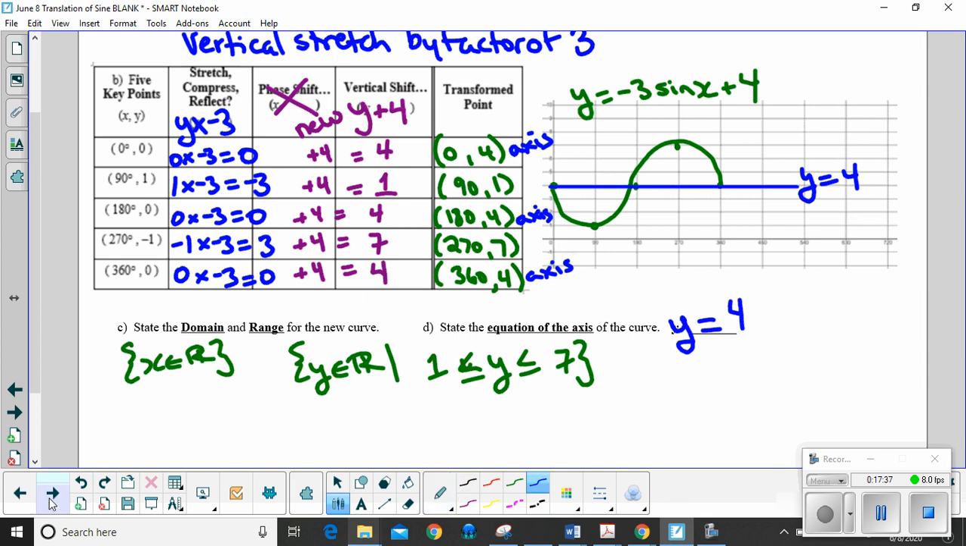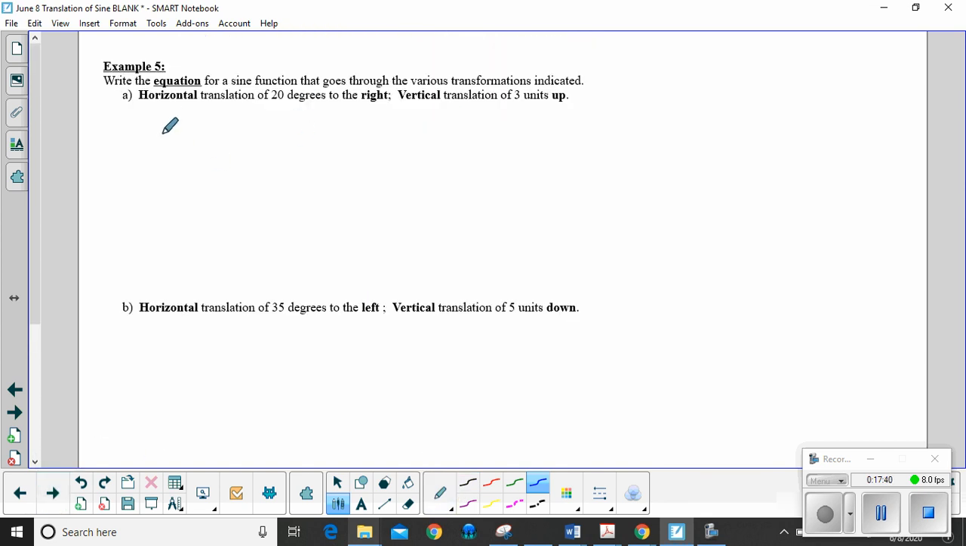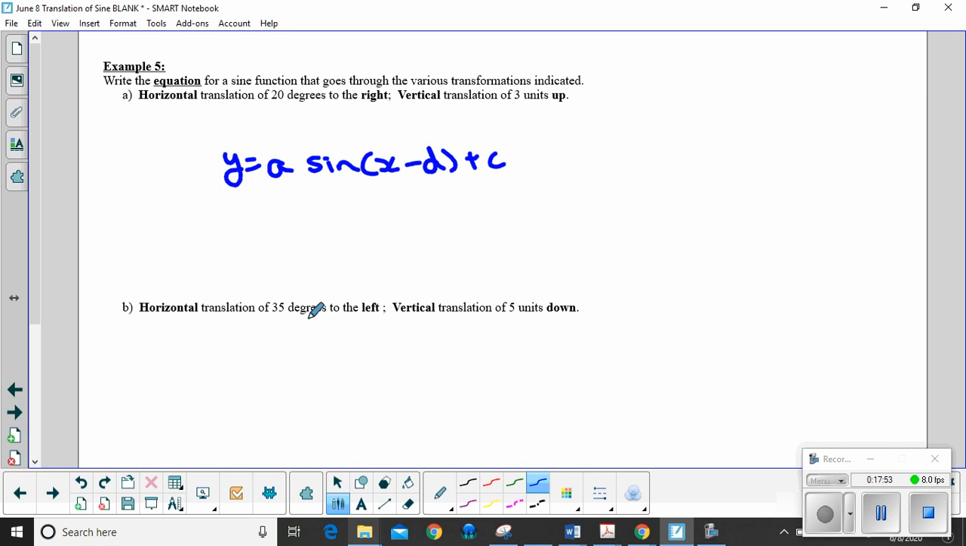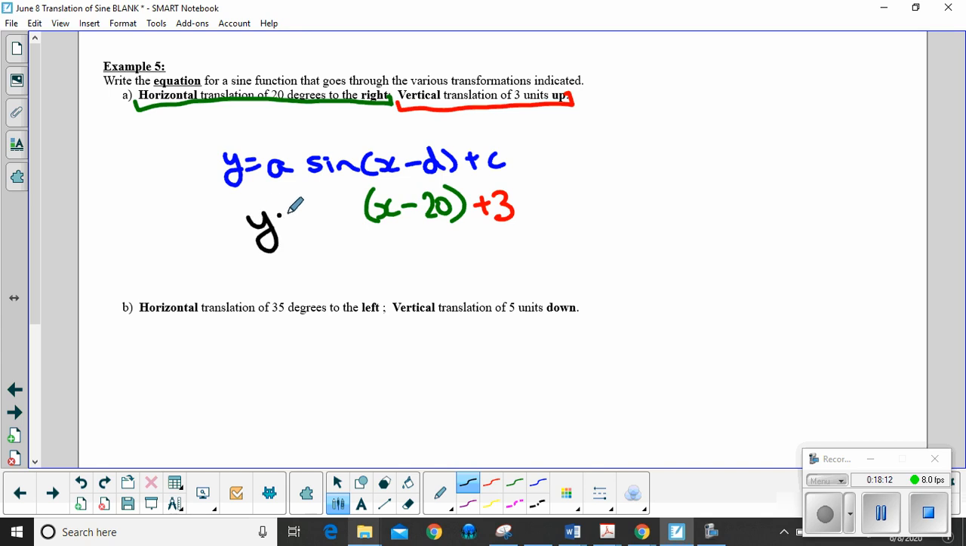Nice. We're so close to done. Let's write an equation. So now I'm going to give you the words, you put it into the equation. So let's not forget y equals a sine x minus d plus c. That's what we're working with here. So what do we got? I have a horizontal translation of 20 degrees to the right. So that means I need a minus 20 in there. I have a vertical translation of 3 up. So I'm going to go plus 3 there. And since that's all I'm being told, finish off with a y equals in front.